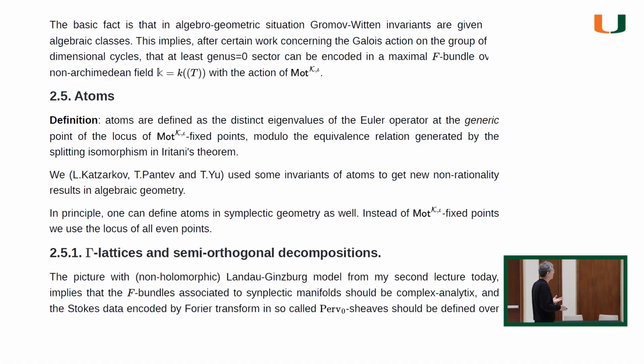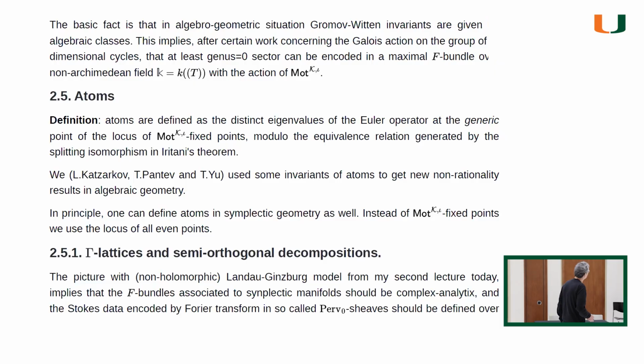And to relate different varieties, you use the isomorphism from Iritani's theorems. You see that this eigenvalue of some variety and of a blow-up correspond to some eigenvalue for another variety. So we introduce some equivalence relations on eigenvalues between all varieties and get something. And we use this theory to get non-rationality results. Yeah, this theory also has an analog just in pure symplectic geometry.